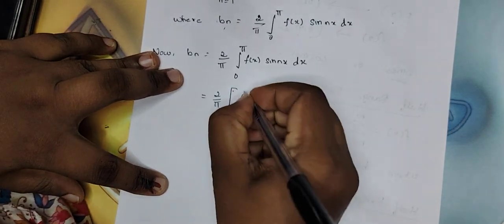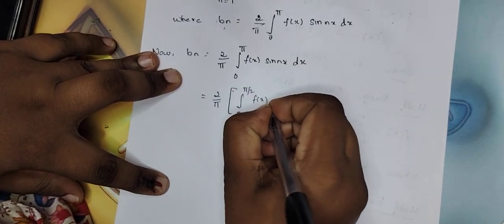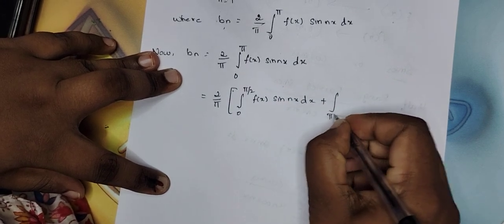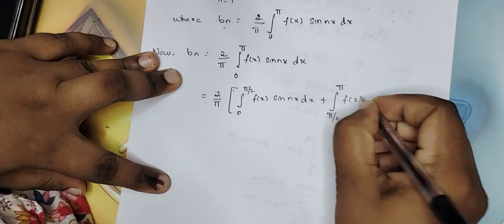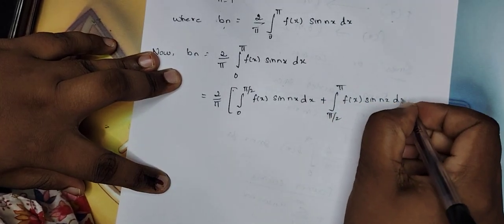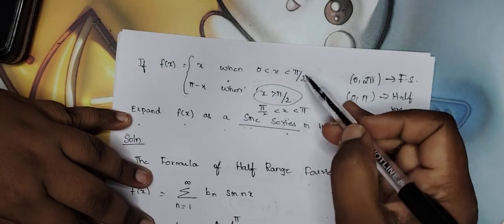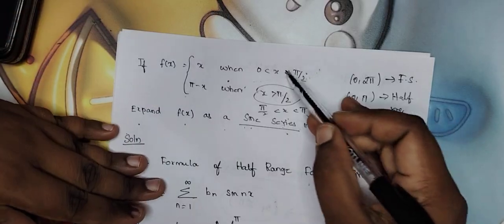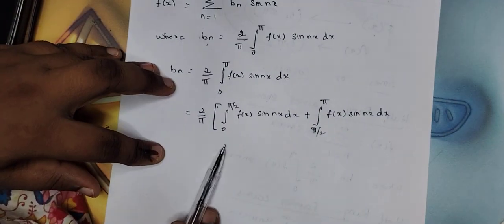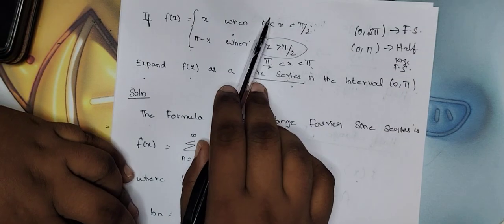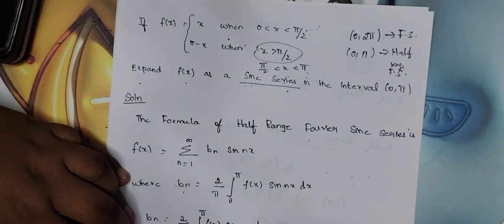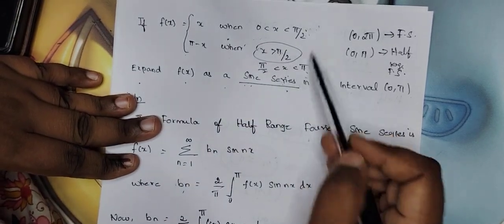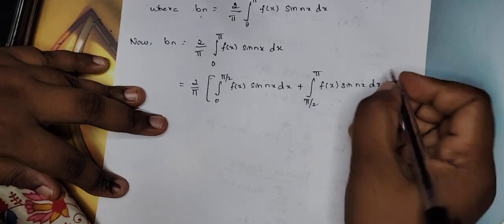So this is integral 0 to pi by 2 f of x sin nx dx plus integral pi by 2 to pi f of x sin nx dx. According to my problem, it is given separately, they have broken the limits: 0 to pi by 2, pi by 2 to pi. For that reason only I am breaking here. If it is 0 to pi, then I'll write it as it is. Since two types of limits are given, I have separated them according to the given problem.